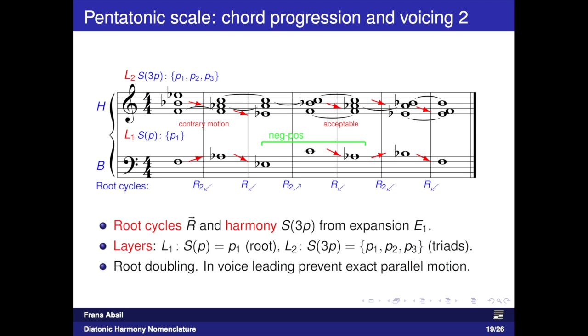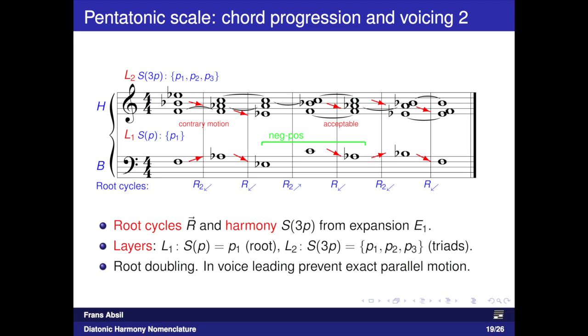The lower layer L1 has the role of bass, and in the upper layer L2 we find the harmony. The lower layer is identical to the previous example, but now in the upper layer we find 3-part chord structures. Using triads in the upper layer implies that we are doubling the pitch P1 in both layers. This means that there is a danger of exact parallels between parts, and this is an aspect we are trying to avoid in the voice leading.